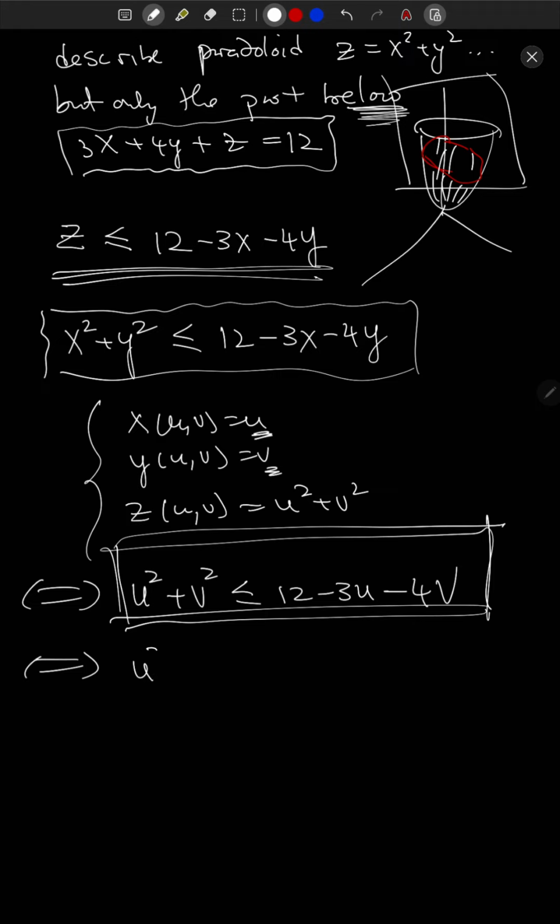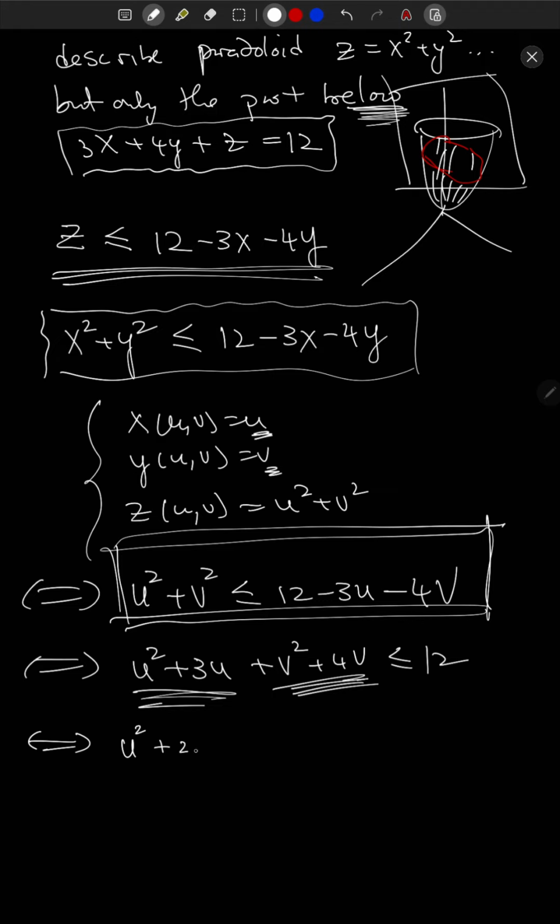Well, we can just throw everything to the other side: u squared plus 3u plus v squared plus 4v less than or equal to 12. We can complete the square here and here. We're going to get a circle. So u squared plus 2 times 3 over 2 u, this tells me that I need to add 3 over 2 squared, so 9 over 4, minus 9 over 4, plus v squared plus 4v plus 4 minus 4, less than or equal to 12.